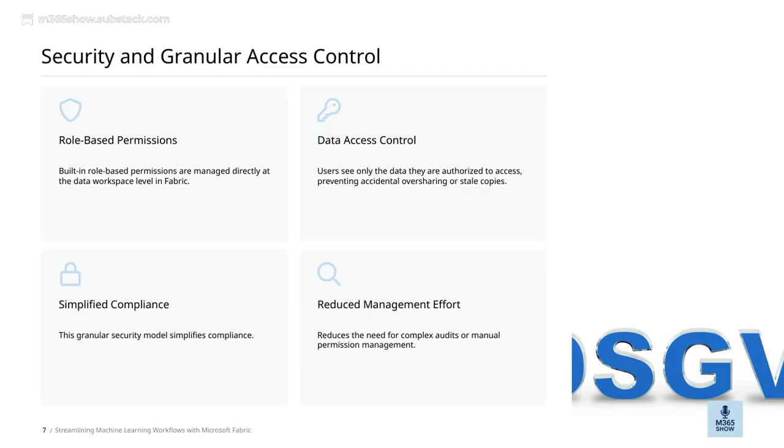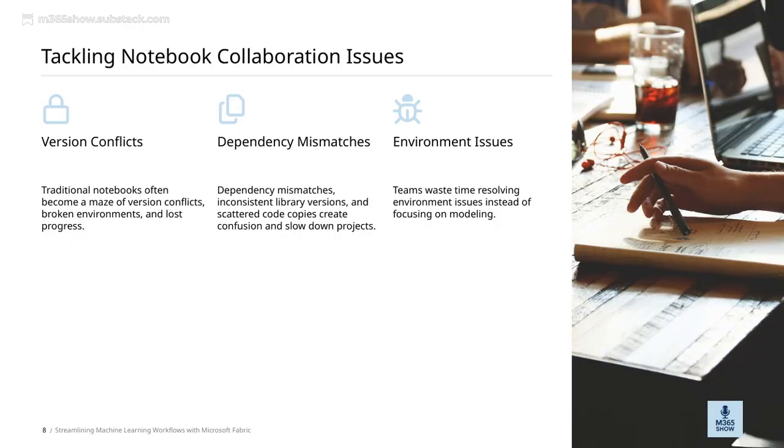Additionally, Fabric manages built-in role-based permissions directly at the data workspace level. This makes it straightforward to assign and manage roles, keeping security tight without adding unnecessary complexity. Overall, these features help us build more secure, efficient, and compliant machine learning workflows that are aligned with our broader data governance strategies.